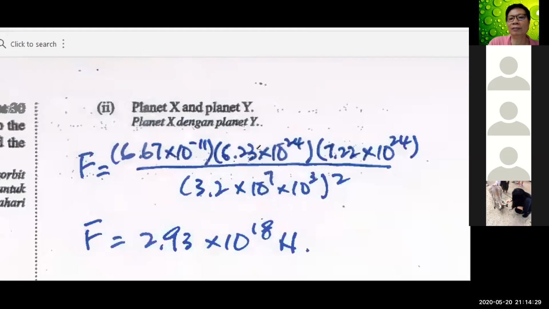This is the mass of planet X again, and this is Y. Between X and Y, you must take the mass of X, the mass of Y, and then this is the distance between X and Y. Change it to meters. Then you get this answer. Very fast, I can finish this one. This one is very simple.